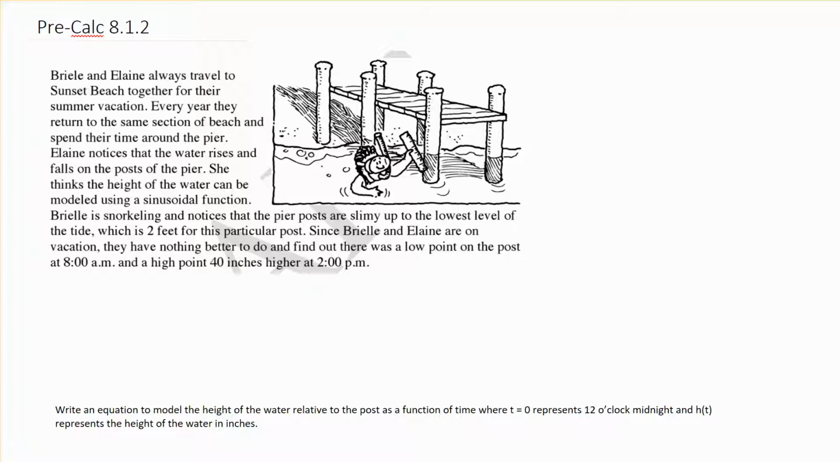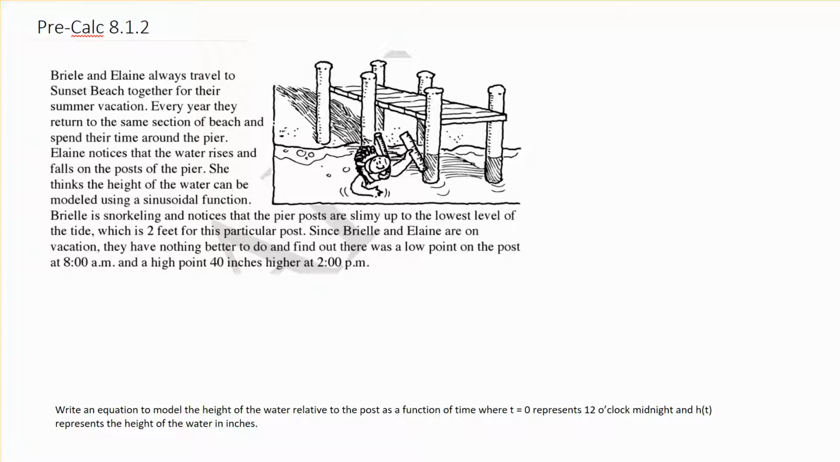The first problem says, Brielle and Elaine always travel to Sunset Beach together for their summer vacation. Every year they return to the same section of beach and spend their time around the pier. Elaine notices that the water rises and falls on the post of the pier. She thinks that the height of the water can be modeled using a sinusoidal function.